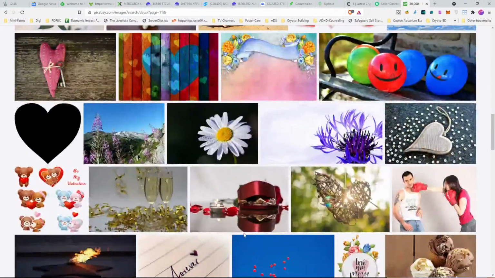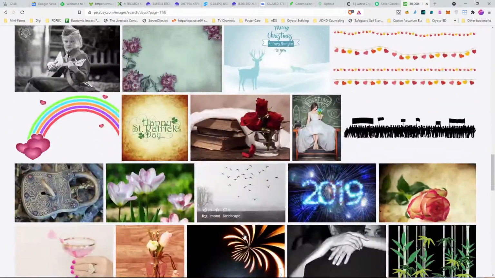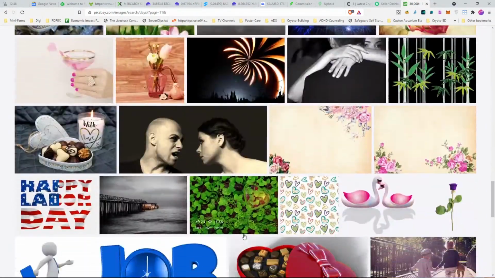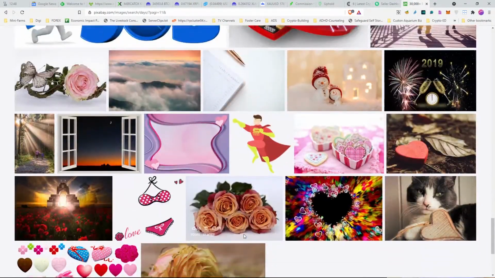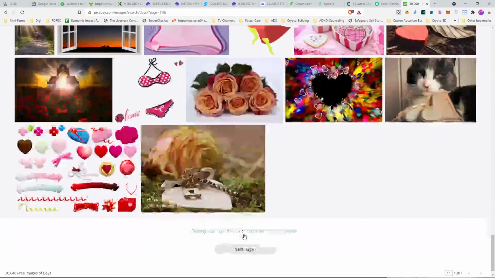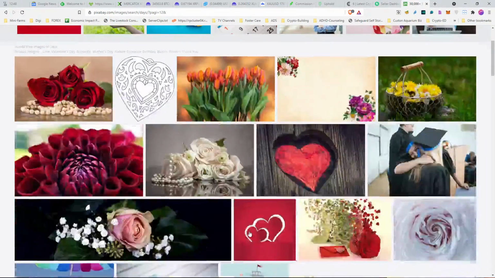A little warning: some of these photos may get a little racy at times. I don't know if I have the filters on or not. So just a heads up on that. Heads up. Whichever way you take that, I don't know.